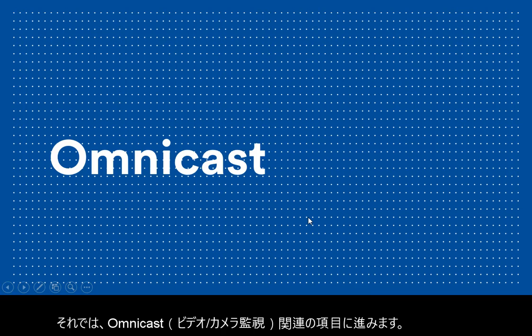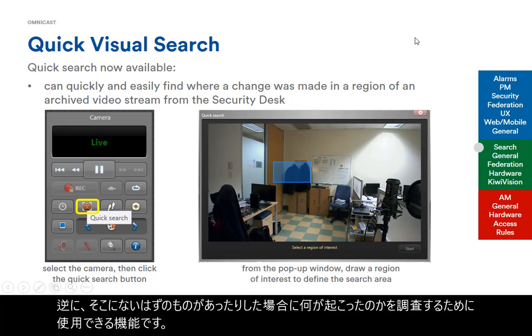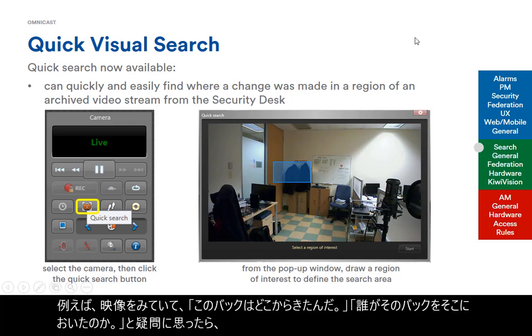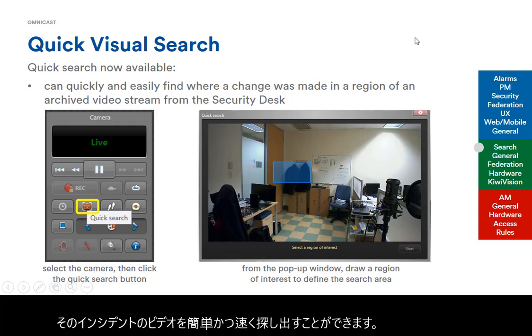Okay, I'm going to go into the Omnicast video section here. And the first thing we're going to take a look at is, this is ridiculously cool. It's the quick search. So what this can do is really be able to, as I mentioned in the intro, find something that should be there and isn't, or something that is there now that shouldn't be. So if you have a video stream and you need to see, wait a minute, where did that bag come from? Who put that there? You can really see, using this visual search, find the video for that incident very, very quickly.